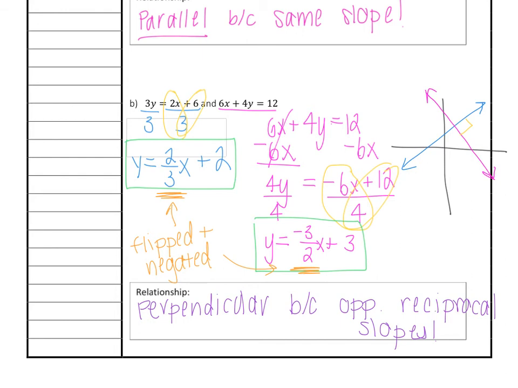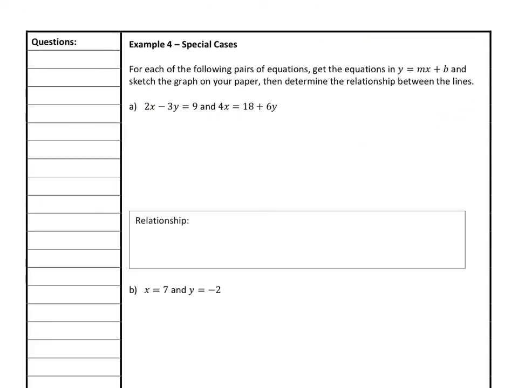I'm going to look at the last page for this set of notes, and we have two final examples. So, example 4, this one's called special cases. Wonder why. It says, for each of the following pairs of equations, get the equations into our wonderful y equals mx plus b form, sketch them, and then determine the relationship between the lines. So again, step 1 is always to get them into y equals mx plus b.